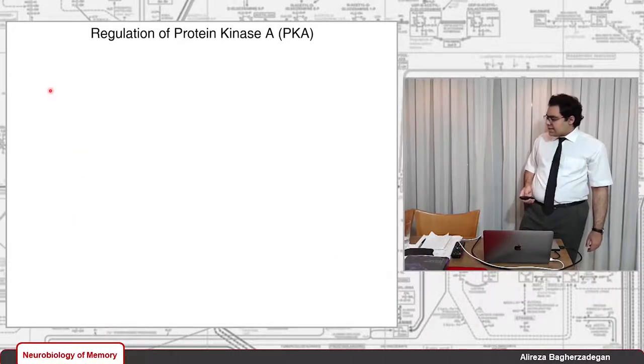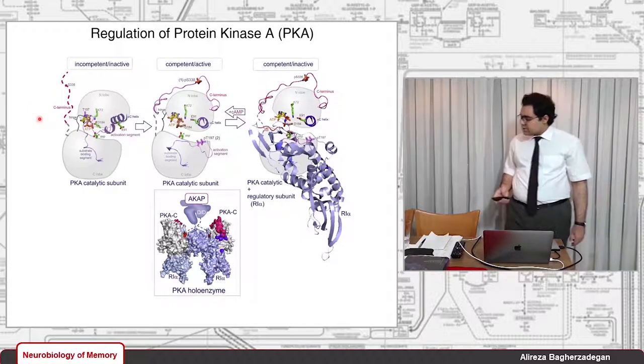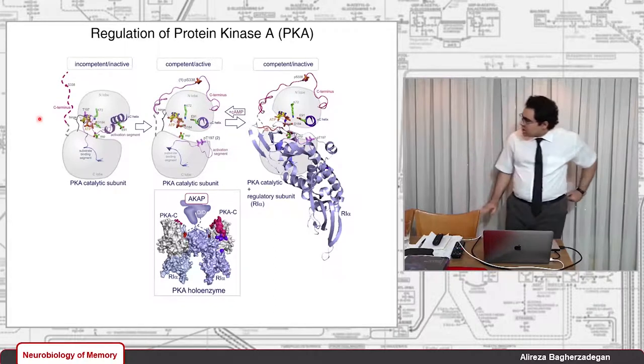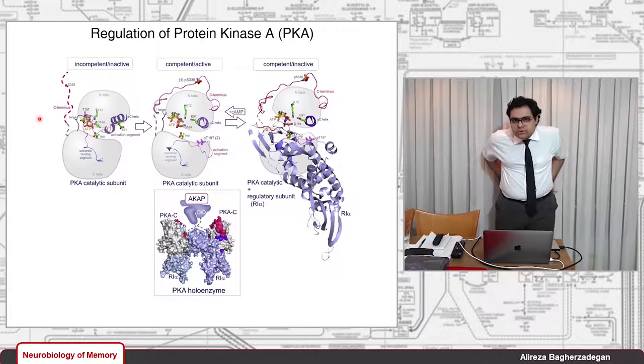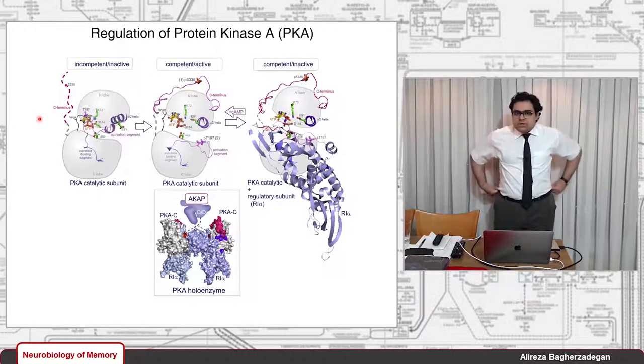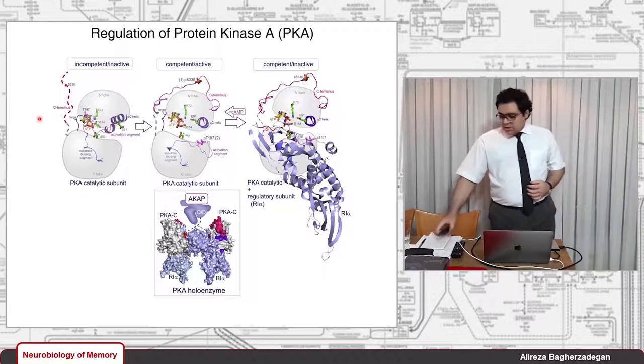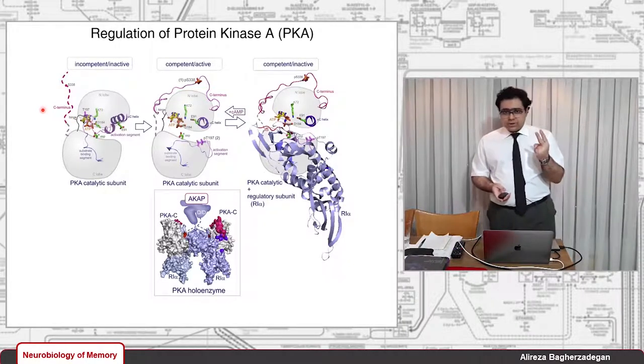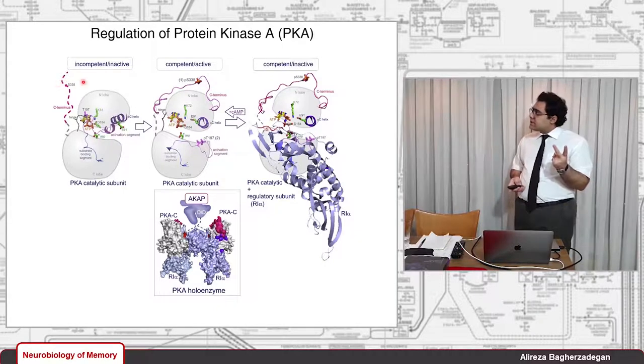Protein kinase A, again, protein kinase A. What I'm going to tell you here is that when protein kinase A is synthesized, it is catalytically incompetent. It means that it's not ready for catalyzing the phosphorylation reaction. Immediately after the synthesis, protein kinase A undergoes two phosphorylation reactions. The first one happens in the C terminus in this serine amino acid here. The other one happens somewhere here in the activation segment, in one of the threonine amino acid residues here.